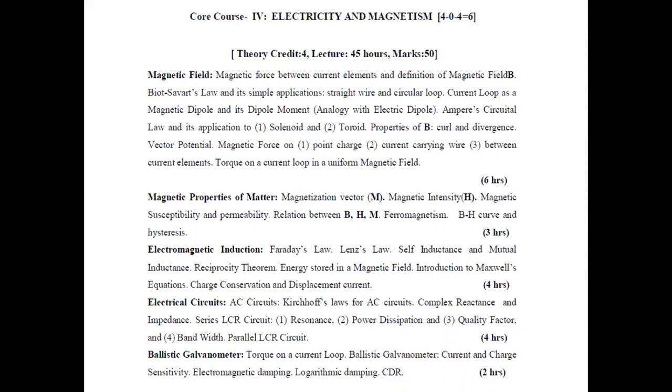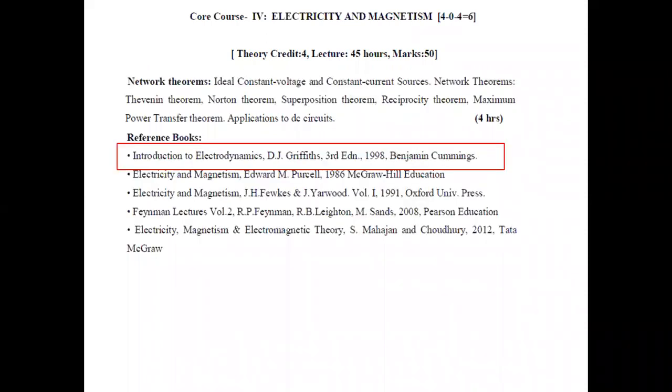Now we'll be dealing more with magnetic fields, forces between current elements, definitions, the Biot-Savart law, and some examples. Then we're dealing with magnetic moments, Ampere's law, some examples on that, and also the vector potential for the magnetic field. We will go into magnetic properties of matter, electromagnetic induction, circuits, and some examples with network theorems. A large part of what we'll be lecturing here is from Griffiths, and that's a very good book to follow.